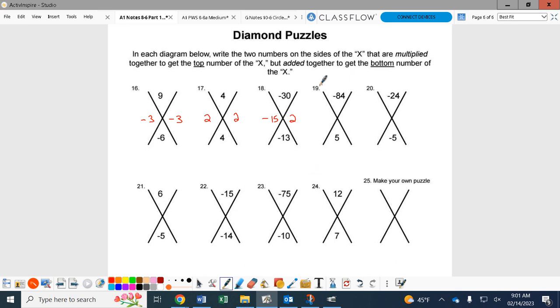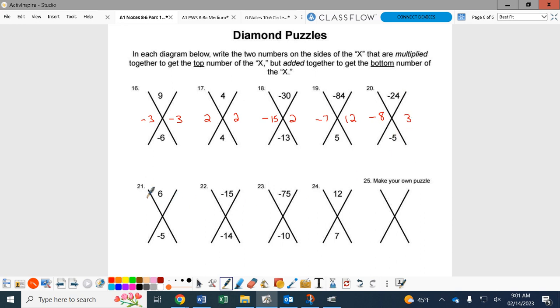Okay, anybody got 19, negative 84, and 5? Come on, guys. Negative 7 and 12. Does that multiply to give you 84? Yes, that's okay. And then it does add up to positive 5. Nicely done. Okay. Negative 24 and negative 5. Yes, ma'am. Negative 8 and 3. Yes, and yes. Nicely done.